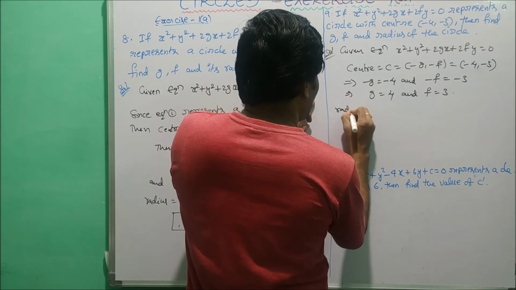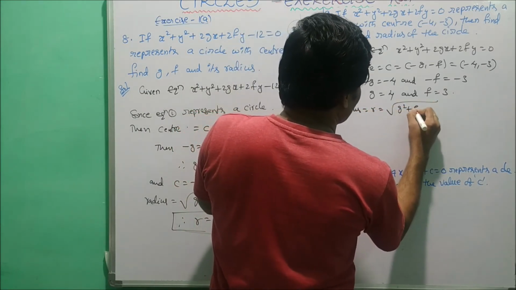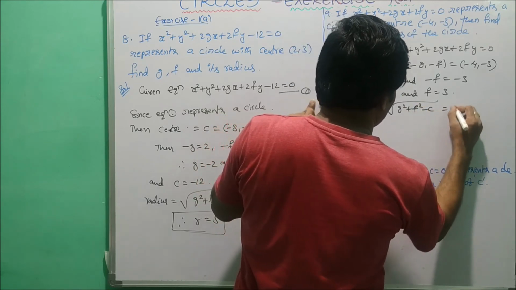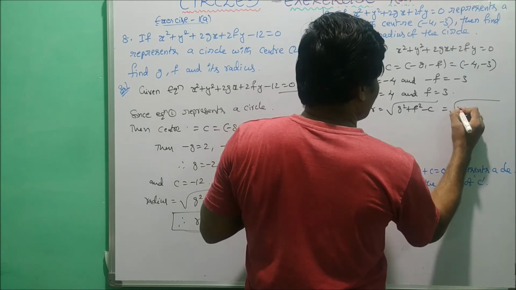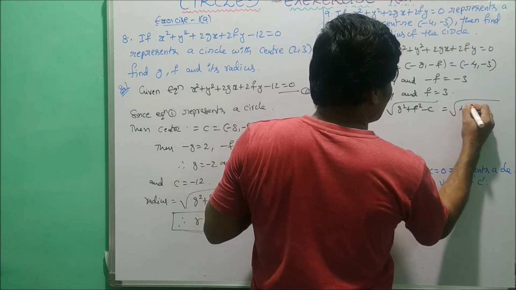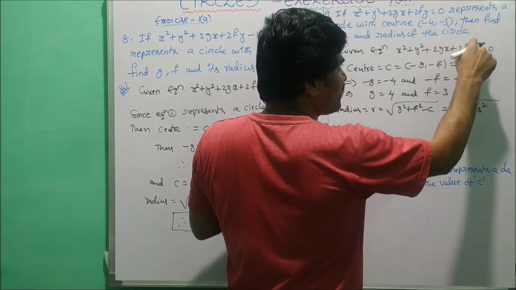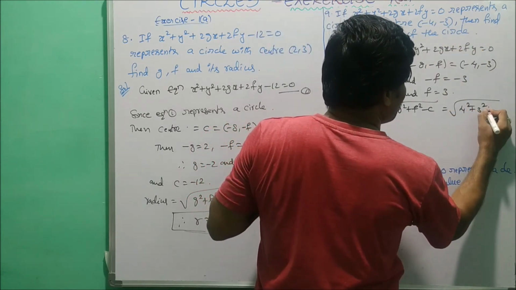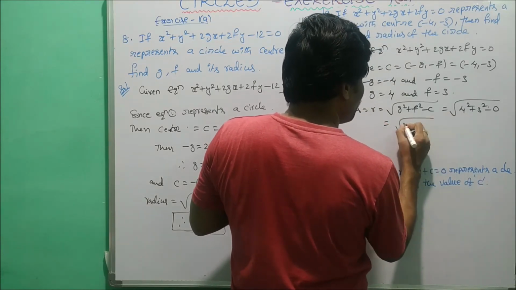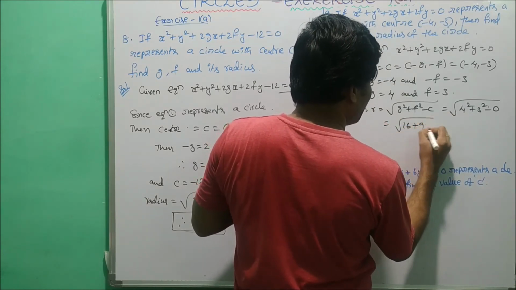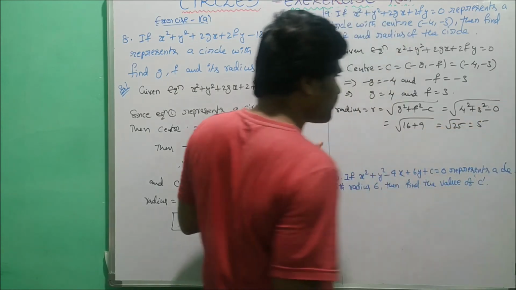So radius r equals, the formula is square root of g square plus f square minus c. Now in this formula, we substitute g, f and c. In this, g value is 4, square, f is 3, that is 3 square. In this equation, the constant is 0. So minus 0. Now that equals square root of 16 plus 9, that equals square root of 25, that equals 5. This is the radius.